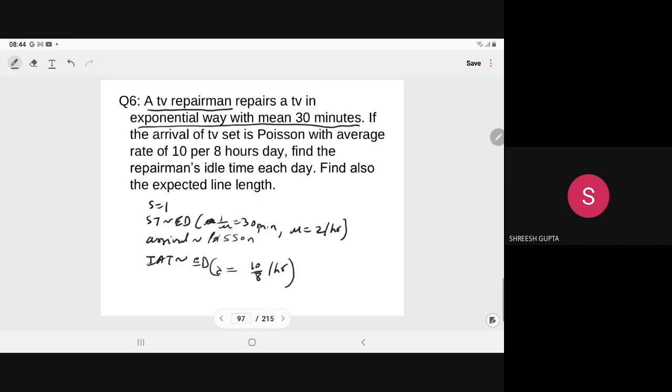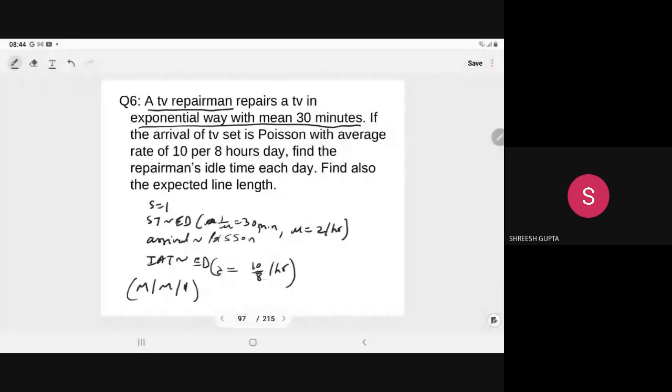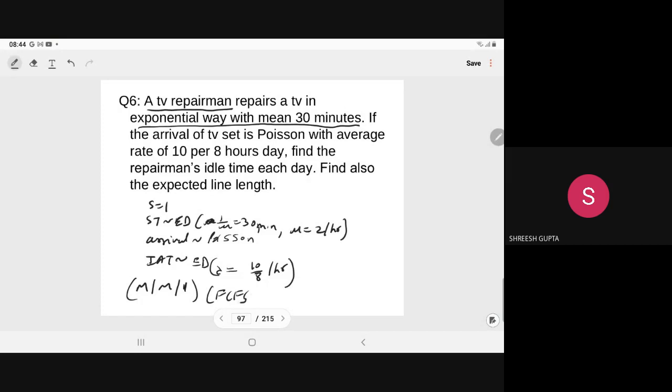So which model is it? Inter-arrival time follows the exponential, service time follows the exponential, single server. If nothing is given, we always assume that it follows the FCFS. If there is no limitation of the capacity or population, then we always assume infinity. So this is the M/M/1 infinity model.